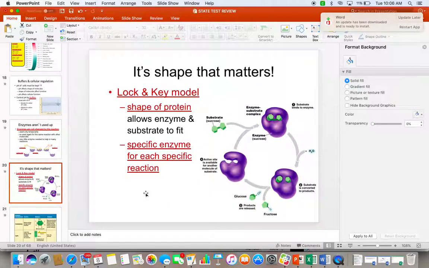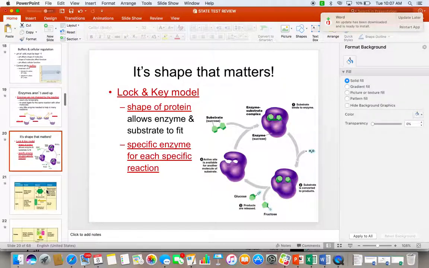Again, it's the shape of the enzyme that matters. This little place, this little notch on the enzyme is called the active site. That's where the substrate fits in. Enzymes, remember, are affected by pH and temperature and salt. So if the enzyme gets too hot or if it gets put in acid, then this active site will get messed up and the substrate won't fit into it anymore. And so that's what's going to mess up the reaction.